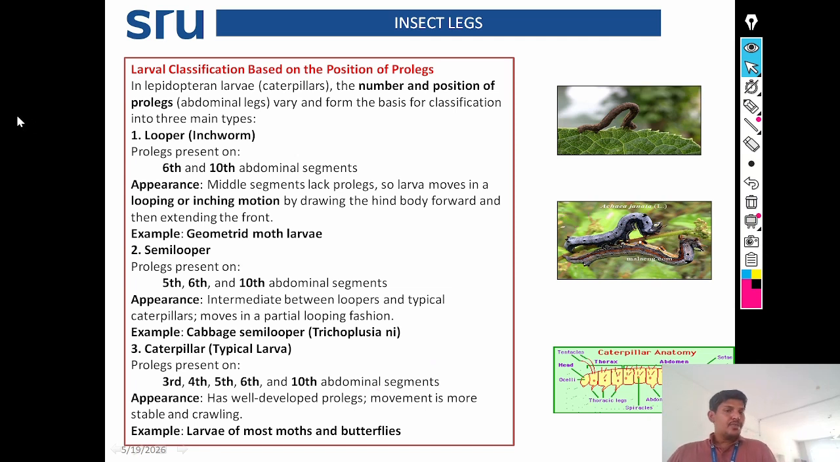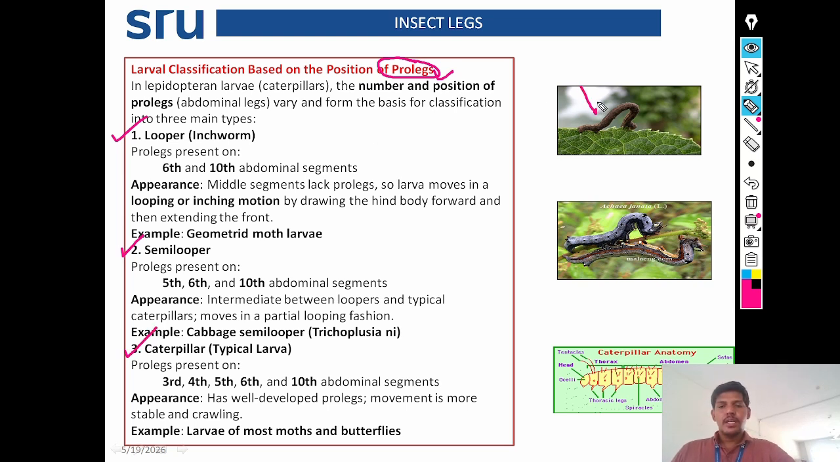See the larval classification based on the position of prolegs. We are classifying larvae based on the position of the prolegs. In Lepidopteran larvae, that is caterpillars, the number and position of the prolegs, that is abdominal legs, vary and form the basis for classification into three main types: first looper, second semi-looper, and third the caterpillar.